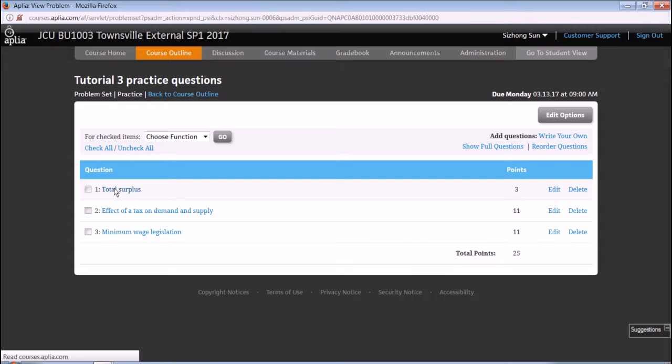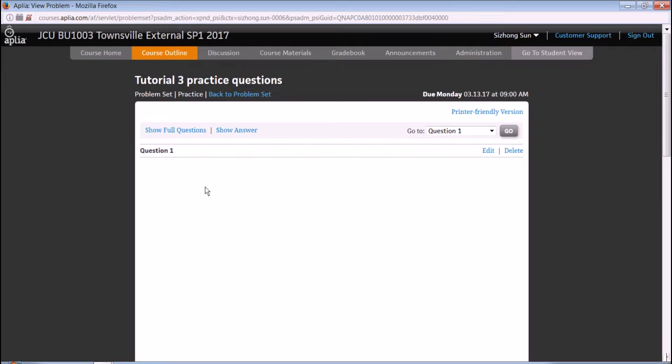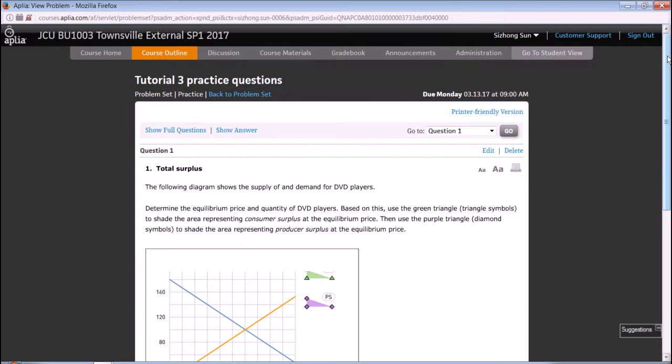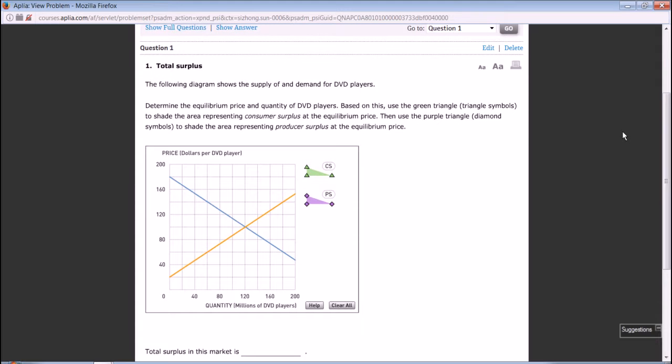Question 1, total surplus. The diagram shows the supply and demand for DVD players. Determine the equilibrium price and the quantity of DVD players. Based on this, use the green triangle to shade the area representing consumer surplus at equilibrium price. Then use the purple triangle to shade the producer surplus.